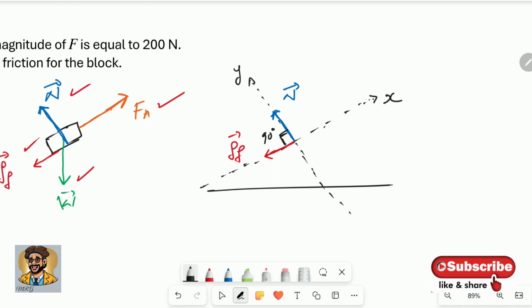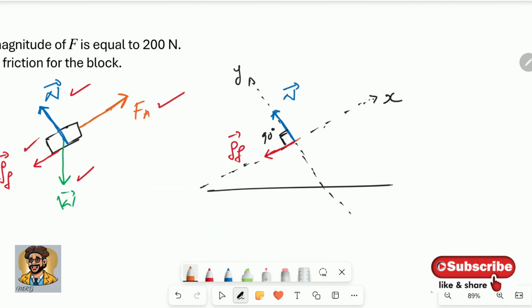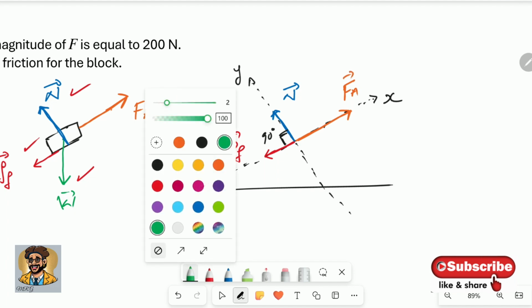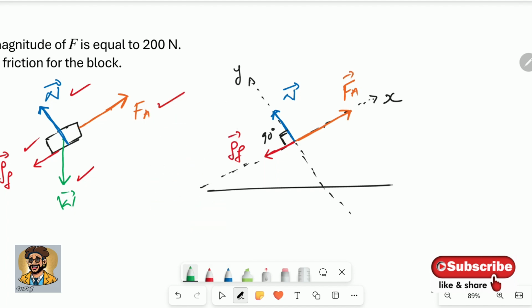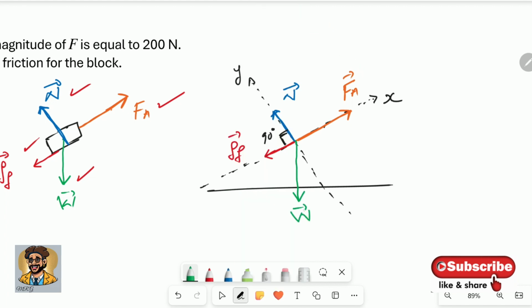What are the forces here? The applied force pointing up the incline. This one is the applied force. And what is missing there? Weight. Weight is pointing down. Once more, you get the ruler and you make sure it's straight down. This one is my weight. They are all my forces.